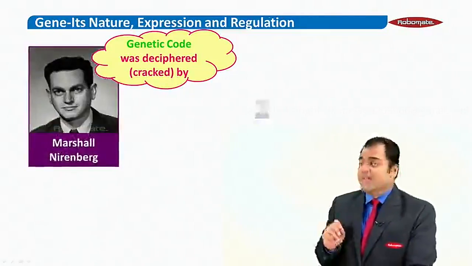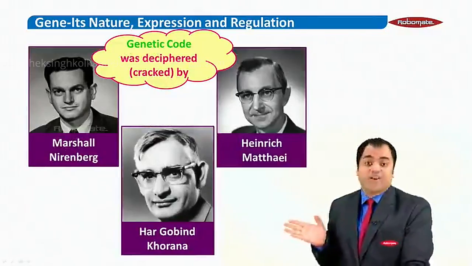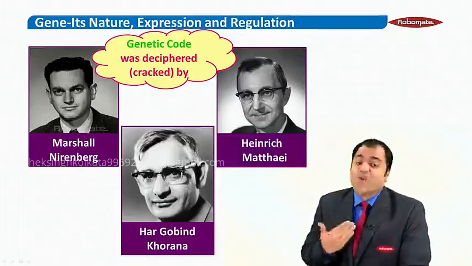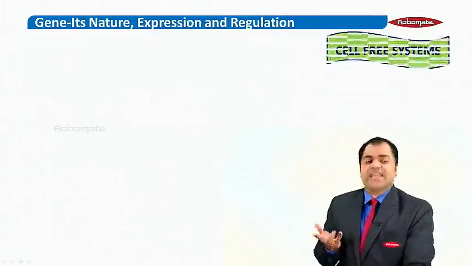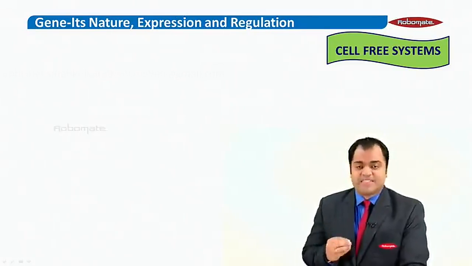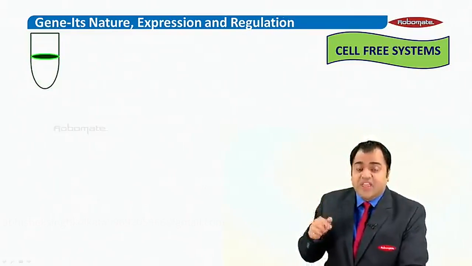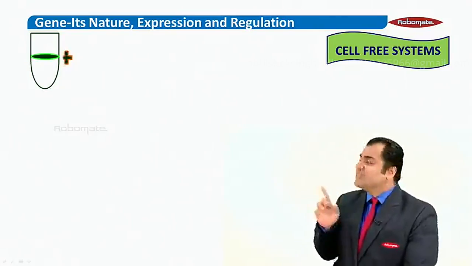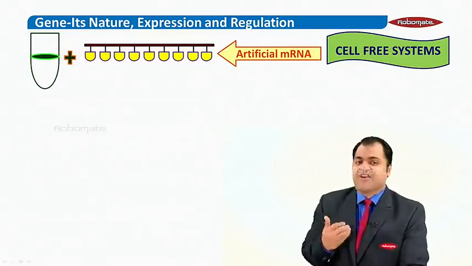Who were they? They were Marshall Nirenberg, Heinrich Matthaei, and our very own Hargobind Khorana. How did they go about doing it? How did they decide which codon codes for which amino acid? Let us see. So they used cell-free systems, which means they did their experiments in a test tube. They would take a mixture in a test tube which had everything needed for protein synthesis except messenger RNA. To this they would add a messenger RNA, which they called artificial messenger RNA.